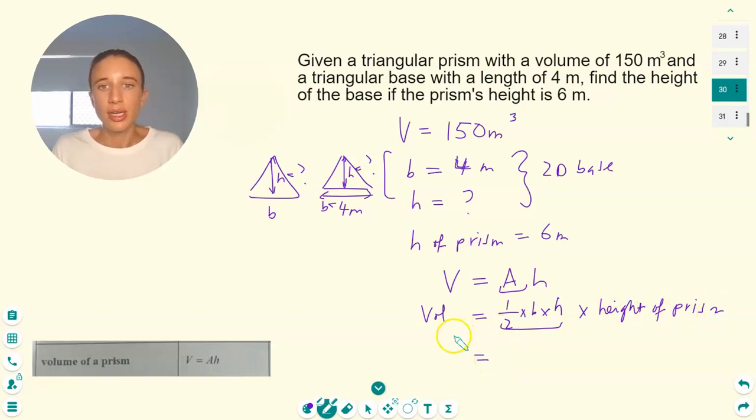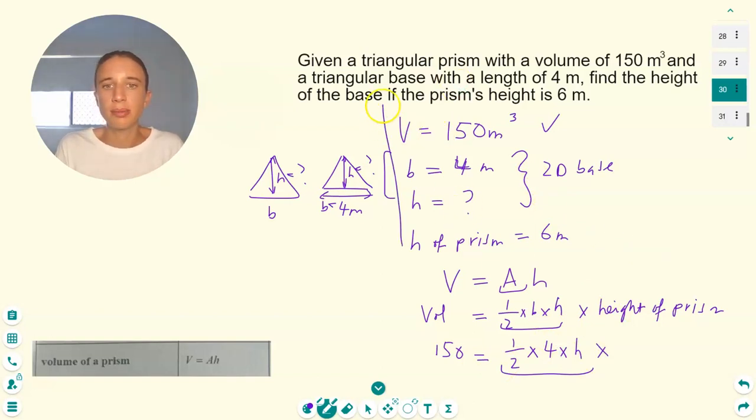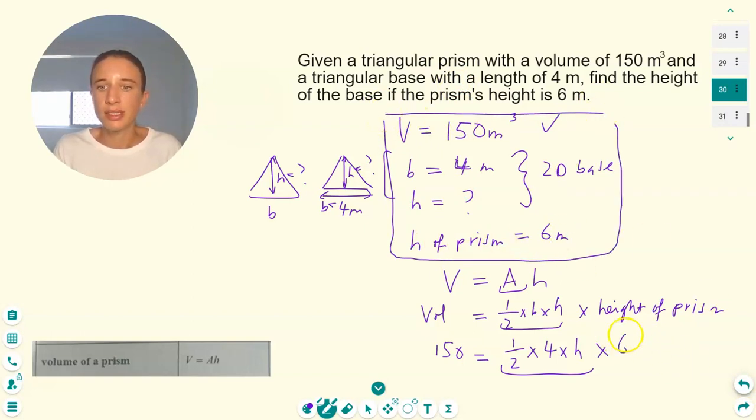Now we can substitute in. I was given V was 150, so you can plug that in on the left-hand side too. And then we've got half times B was 4. Our height we don't know. We're trying to find the height of the base, so we'll leave that as a variable. And then we've got our height of the prism in our little data table up here. Height of the prism is 6.